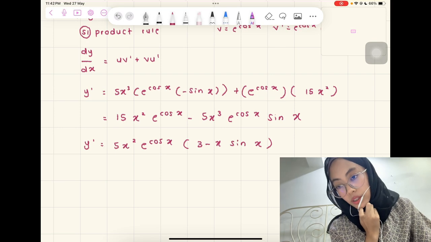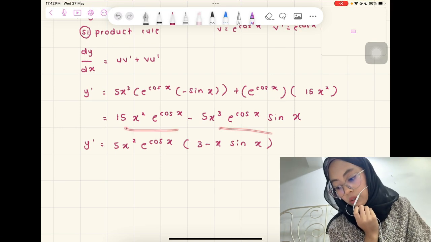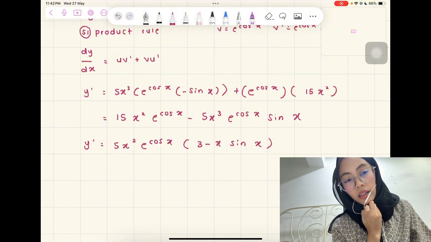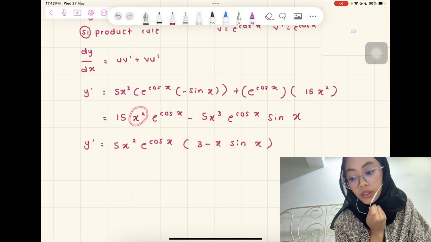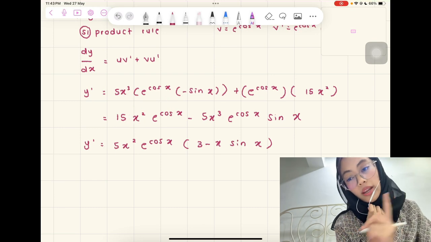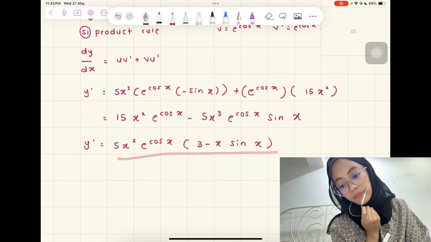To factorize the expression, we identify the common factors in both terms. So both terms contain 5x squared and e^cos x. Since x cubed is basically x squared times x, we factor out the x squared and leave 1x inside the bracket. So the answer would be like this.